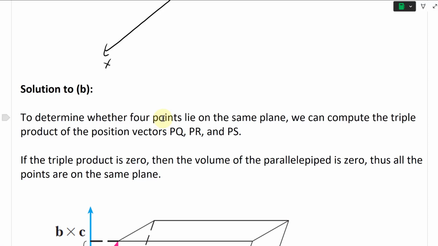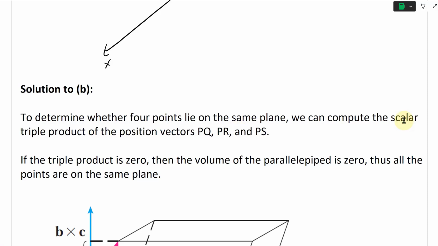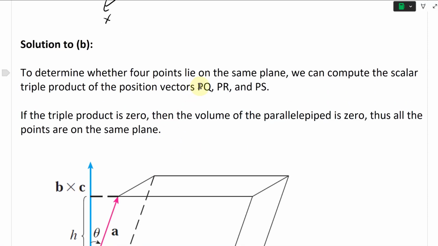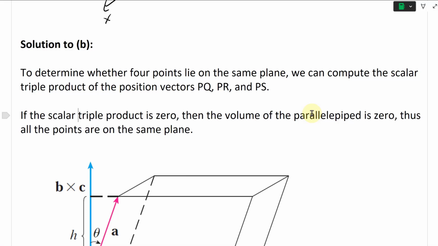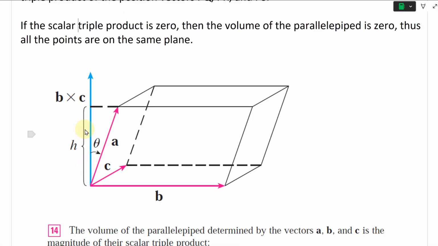we can compute the scalar triple product of the position vectors PQ, PR, and PS. In other words, if the scalar triple product is 0, then the volume of the parallelepiped is 0, thus all the points are on the same plane.